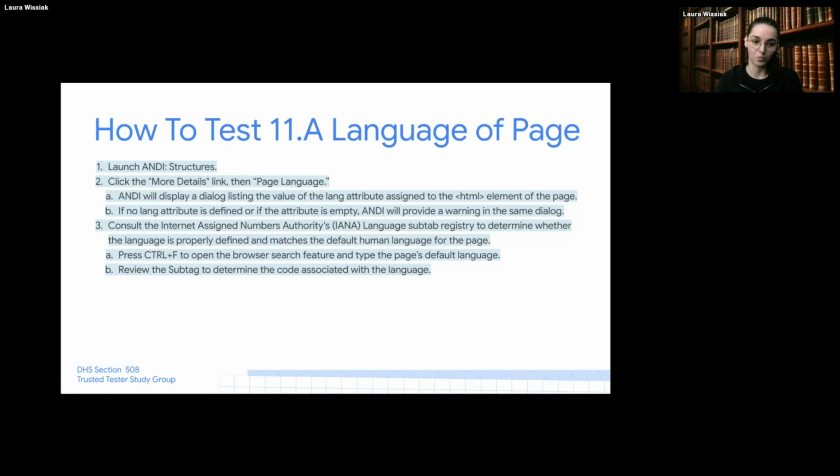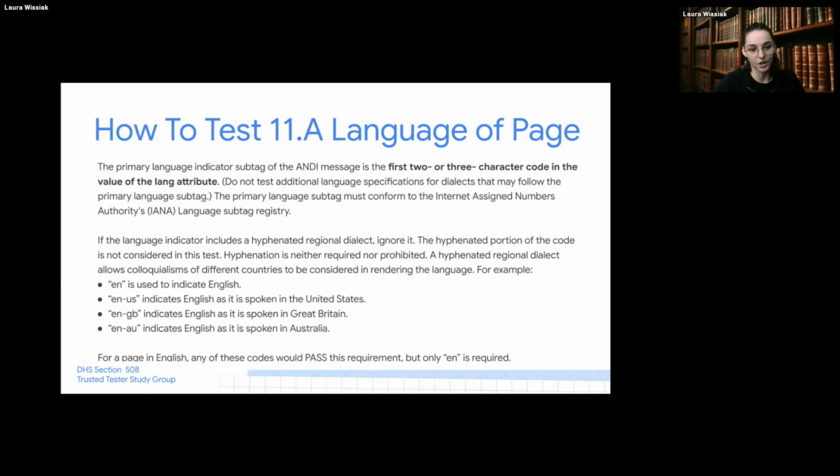Then you just press Ctrl F to open the browser search feature and look it up to see if it's actually there. Then we can review the subtag to determine if the code is actually correct and associated with the language that the page claims it should be. Now, here are some examples of what this code can look like.